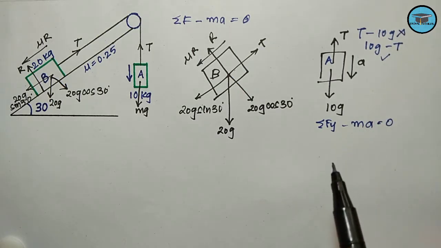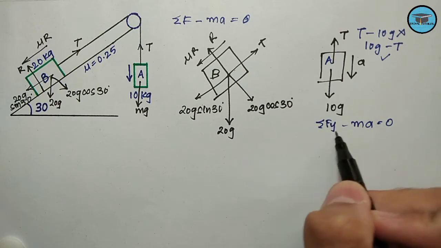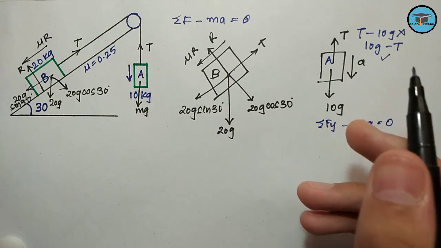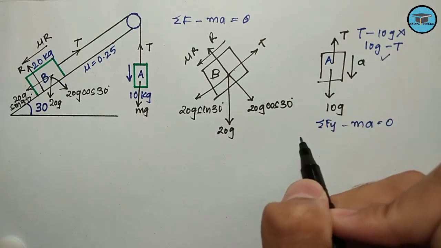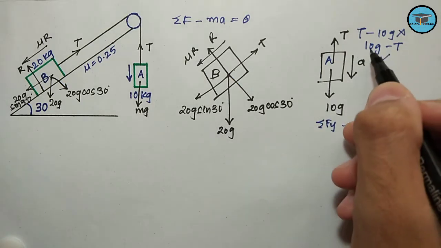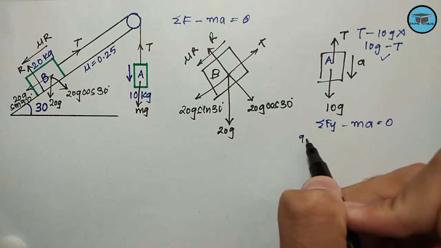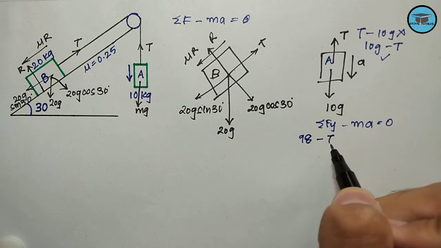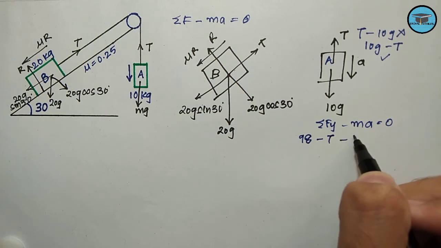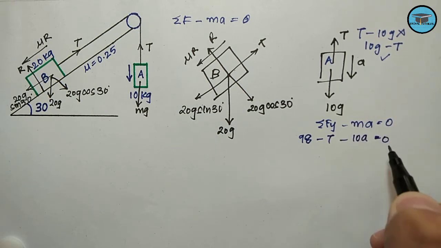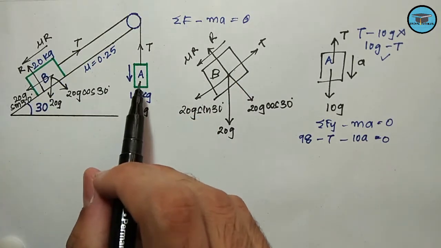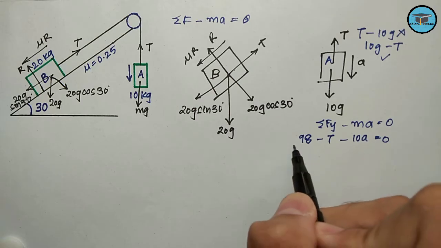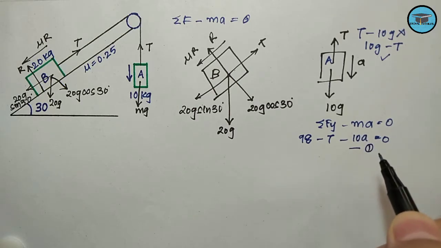Okay, so applying in this equation, we would be getting 10g, that is 10 into 9.8, that is equals to 98, minus T, and minus 10a, that is equals to 0. The acceleration of the block A and the B would be the same, and we are taking it as A only. Okay, so let us take this as equation number 1.